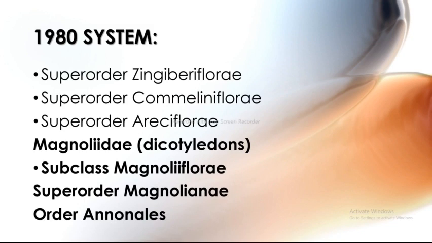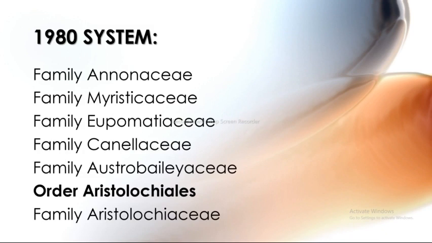Now the Magnoliidae, Dicotyledons, superorder Magnoliiflorae, and the order is Annonales. The families are Annonaceae, next Myristicaceae, Eupomatiaceae, Canellaceae, and Austrobaileyaceae.